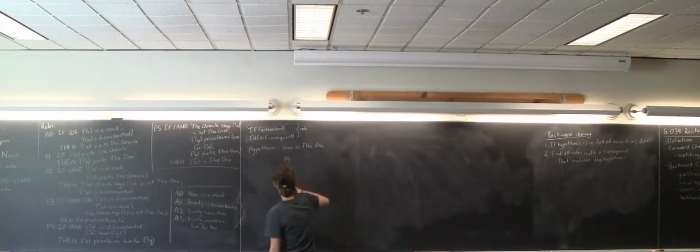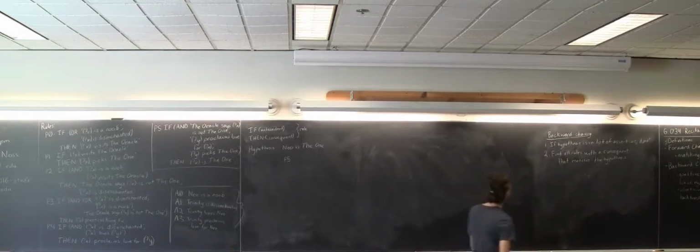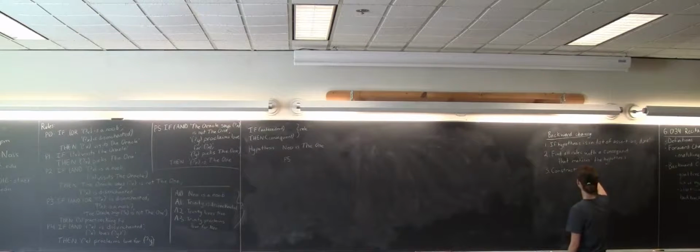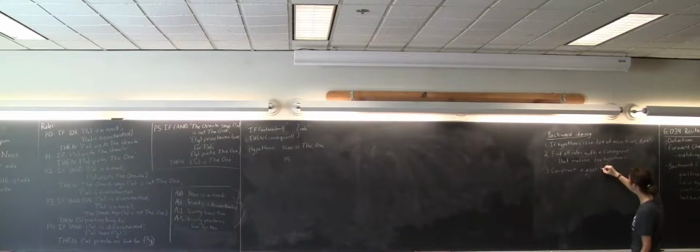So now we're going to build a goal tree using these rules. In this case, there's just P5. So we'll construct a goal tree. This is like what we saw in lecture. We're going to say it's a goal tree of bound antecedents.